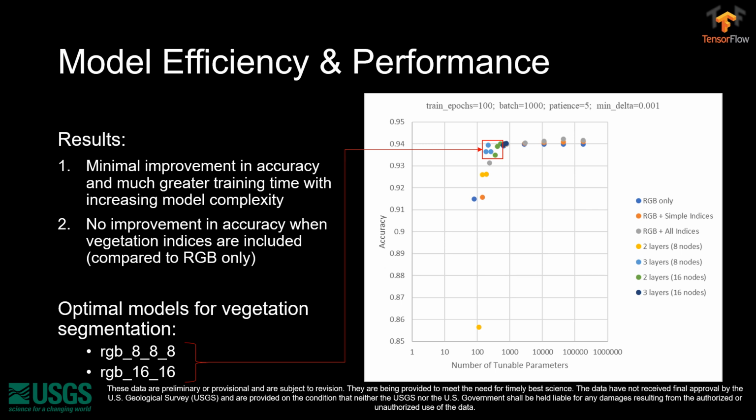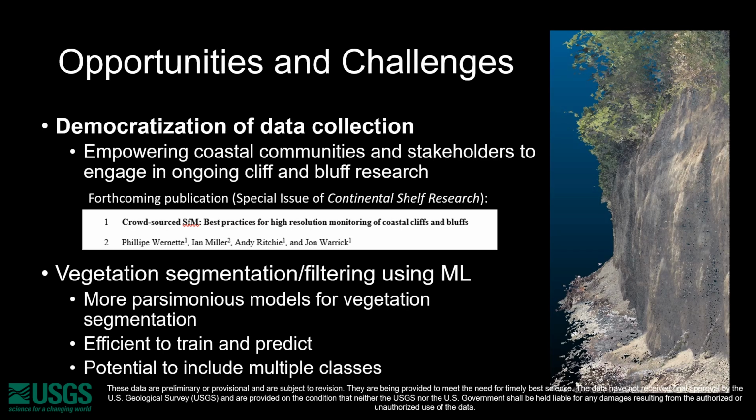So this all suggests that maybe a simpler model is more parsimonious and more appropriate for vegetation segmentation in these high relief environments, and that using red, green, blue values only, compared to including any number of vegetation indices, we actually get a better performance relative to the training time and the number of tunable parameters using that RGB only model. So in this case, it's kind of nice that the simpler model works out better.